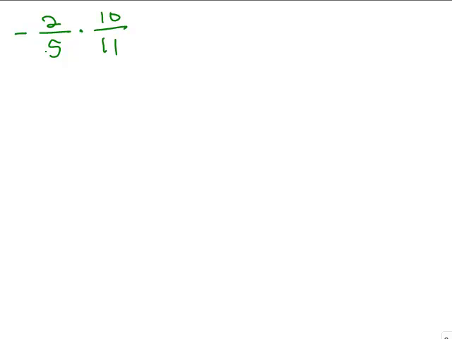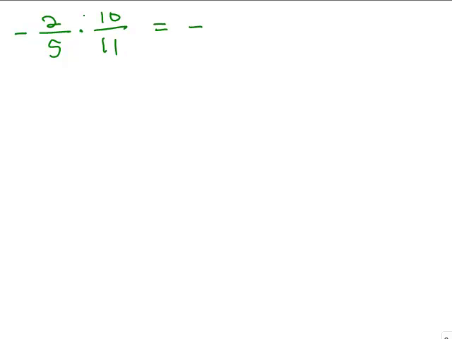We have one fraction times another fraction. But first, let's deal with whether the answer is going to be positive or negative. We have a negative times a positive. So that means our answer is going to be negative. So we know our final answer is going to be negative, and we don't worry about the positives or negatives anymore.